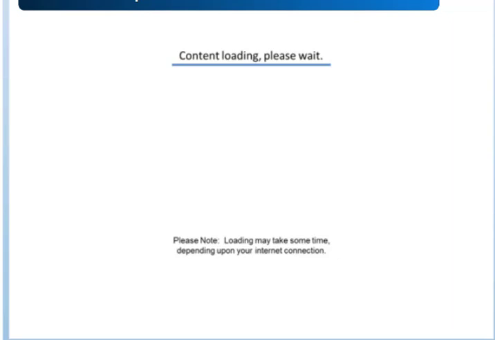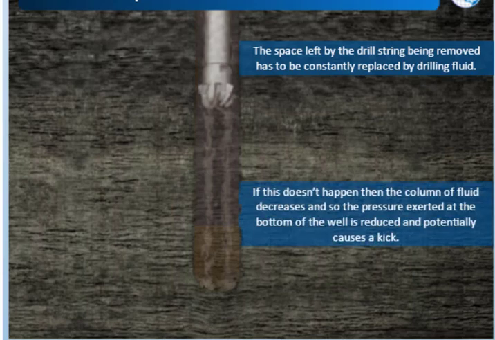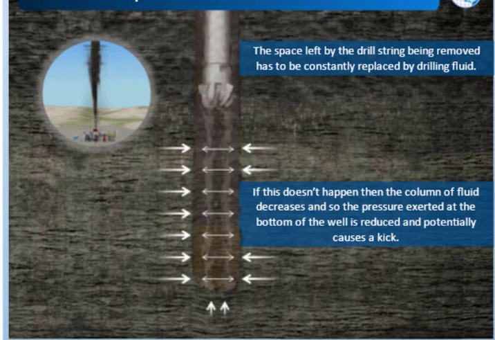Failure to keep the well full occurs when the drill string is being removed from the well and the level of the drilling fluid goes down. The space left by the drill string being removed has to be constantly replaced by drilling fluid. If this doesn't happen, then the column of fluid decreases, and so the pressure exerted at the bottom of the well is reduced and potentially causes a kick.